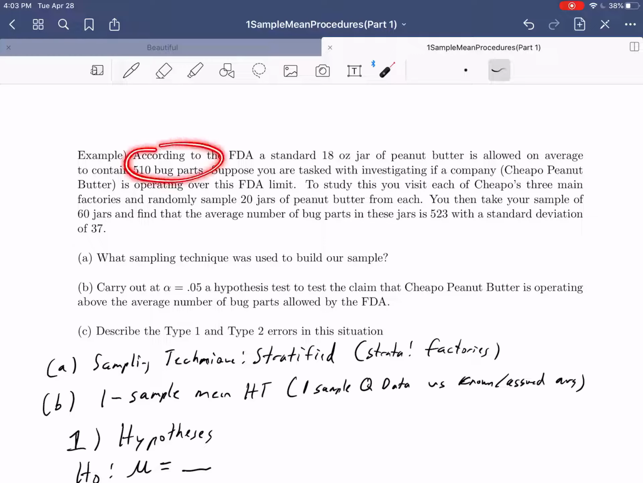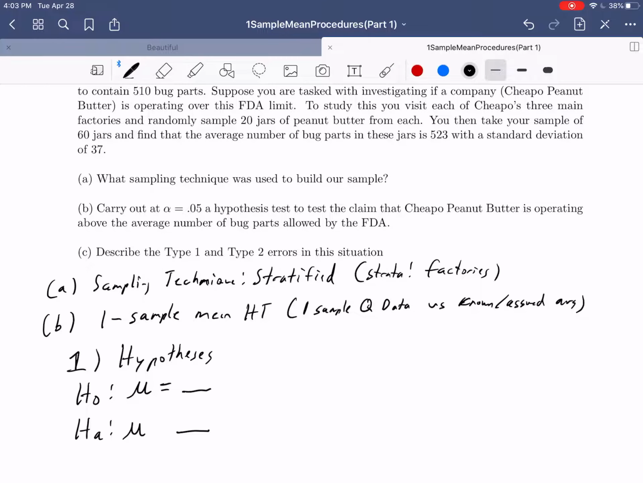It's got to be the 510 because that's what we're going to assume they're doing, right? If you think about accusing a company, you have to sort of give them the benefit of the doubt at the beginning. You have to assume that they are operating within the limits. So we're going to use this average of 510 as our null hypothesis. So we'll have 510 and we'll have 510.